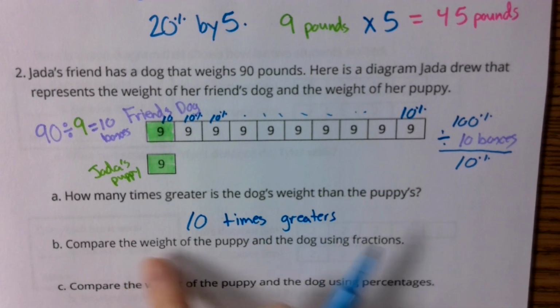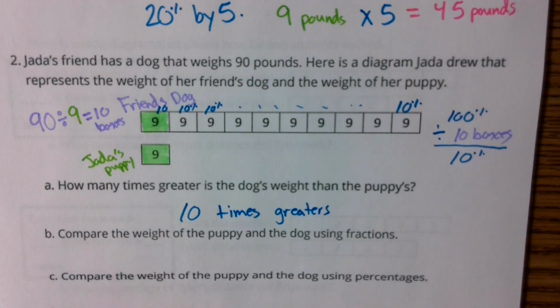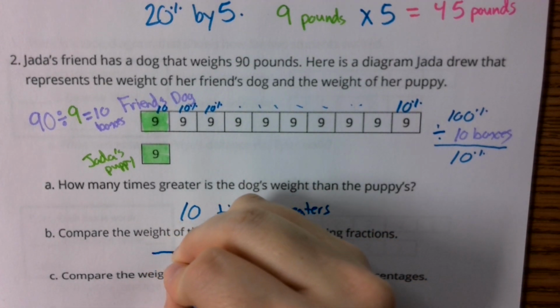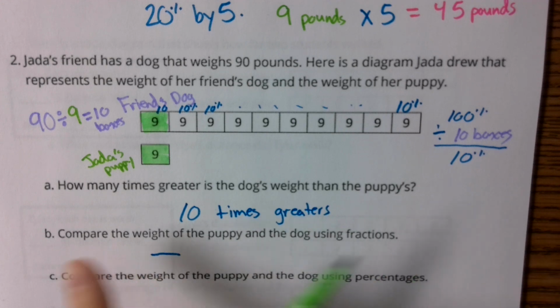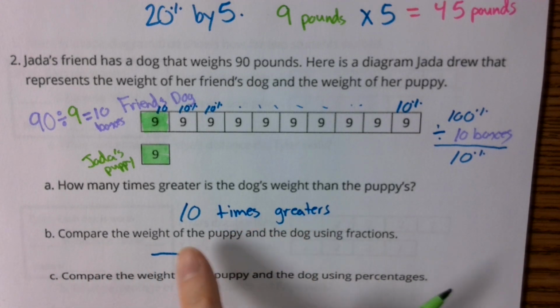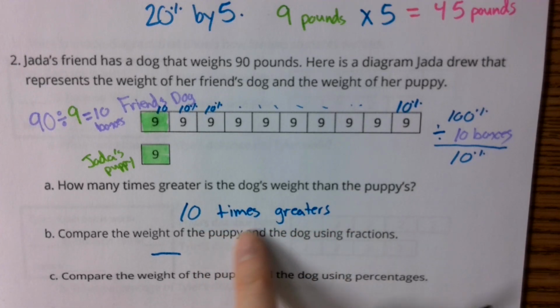And if we were to compare the puppy's weight to the dog's weight using fractions, one of those values is going to have to go on top and the other one's going to have to go on the bottom. One of them's the numerator, one of them's the denominator. The numerator is always stated first, right? When you're reading a fraction, you read numerator over denominator. It's the same thing when you're talking about setting it up. In the problem, it's always stating your numerator first, your denominator second. So the puppy's weight is going to go first.